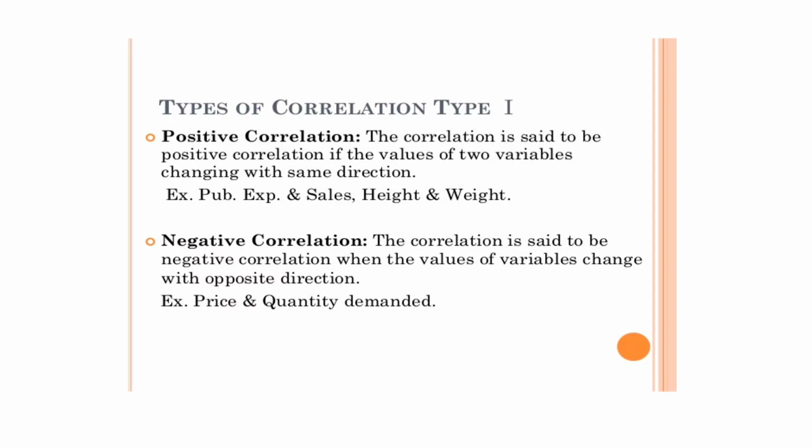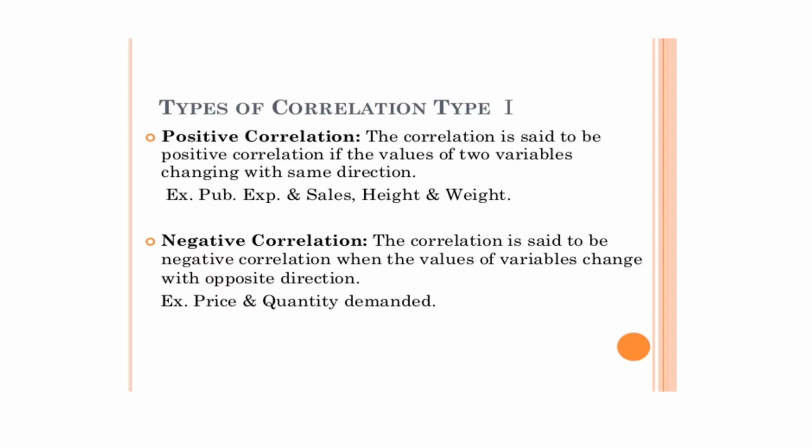Change in the same direction means if there is an increase in one variable, simultaneously the other variable is also increasing. For example, relationship between public expenditure and sales. If there is an increase in public expenditure, it is quite obvious that there would be an increase in sales also. Similarly, if height is increasing, simultaneously weight will also increase. So this is a positive correlation.